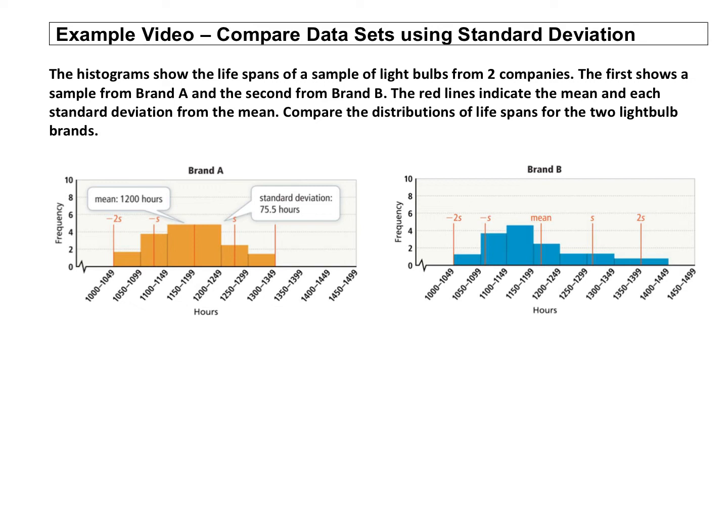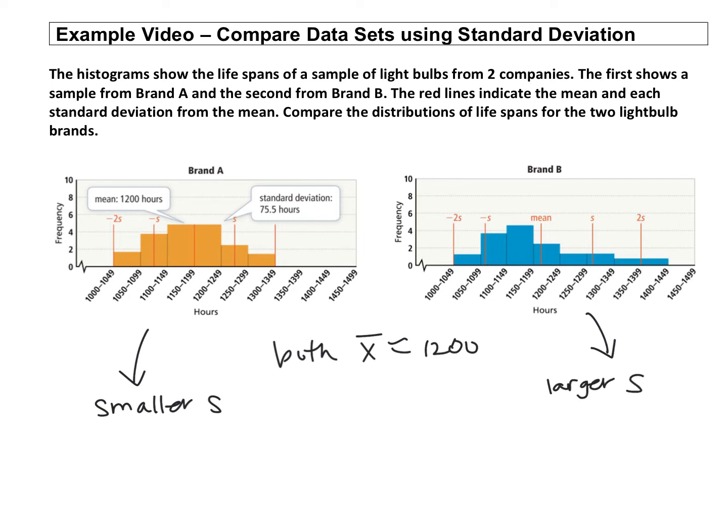So if we're being asked to compare, well, both of them have a mean of about 1,200 hours. So that's something that's the same. But brand A has a smaller standard deviation. And because this is a sample, standard deviation is denoted as s, so smaller s is a smaller standard deviation. On the right, our standard deviation is larger, so it has a larger standard deviation.